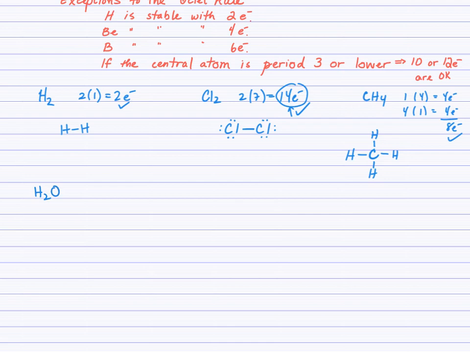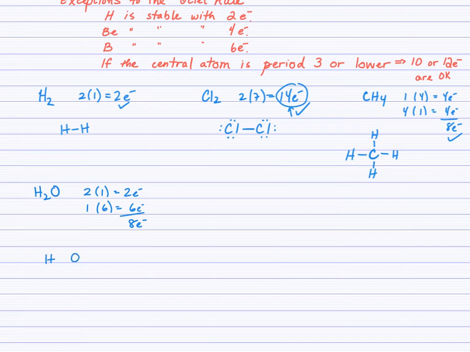Pause the video at any point and work ahead of me, and then listen in. Check back with the video when you think you're following the steps. So, counting valence electrons. There are 2 hydrogens, each with 1 valence electron each. So there's 2 electrons from the hydrogen, and 1 oxygen at 6 each. So a total here of 8 electrons.